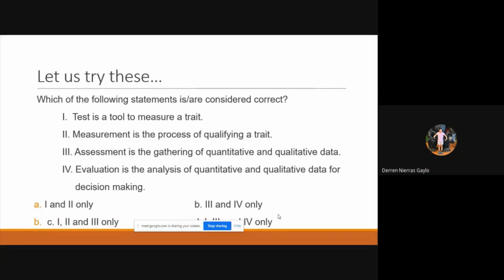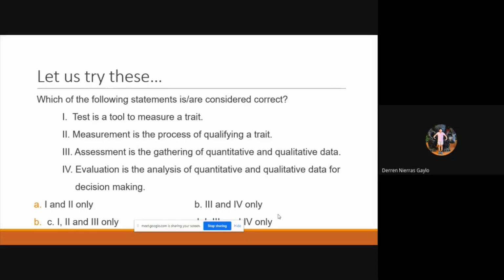Which of the following statements is or are considered correct? 1. Test is a tool to measure a trait. 2. Measurement is the process of qualifying a trait. 3. Assessment is the gathering of quantity and quality data. 4. Evaluation is the analysis of quantity and quality data for decision making. Number 1, test is a tool to measure a trait. That's correct. Test is a tool that measures a trait.